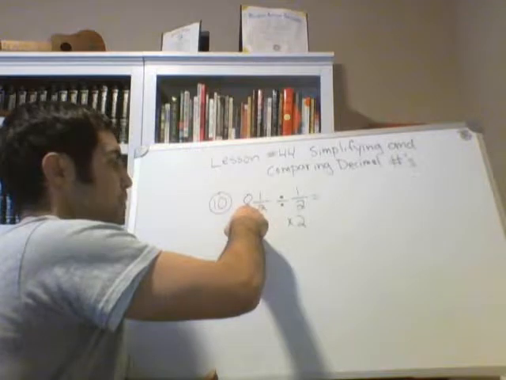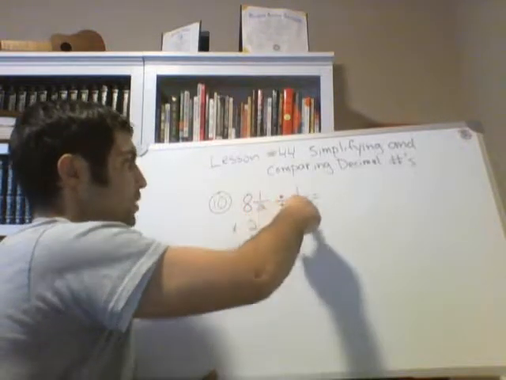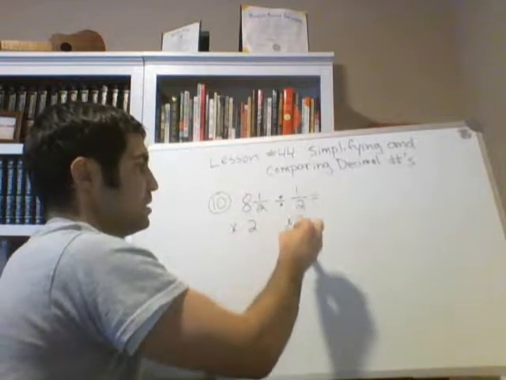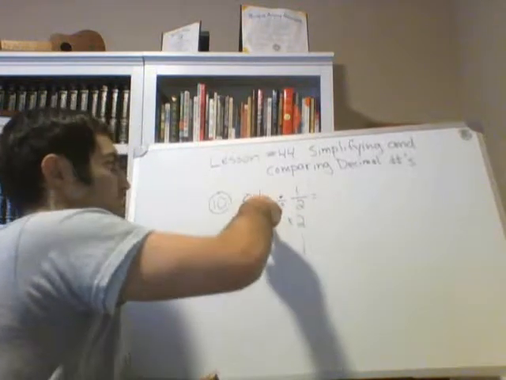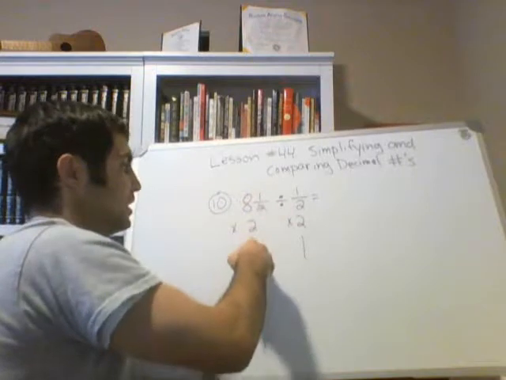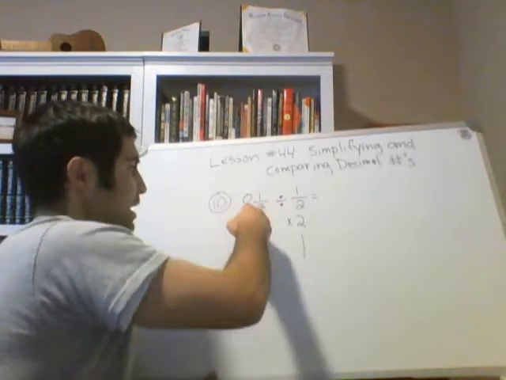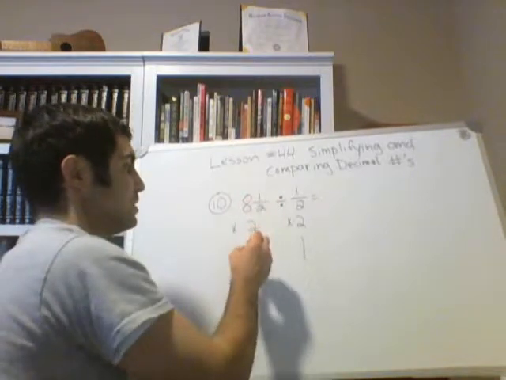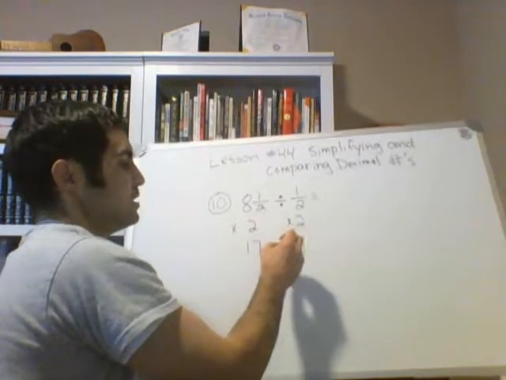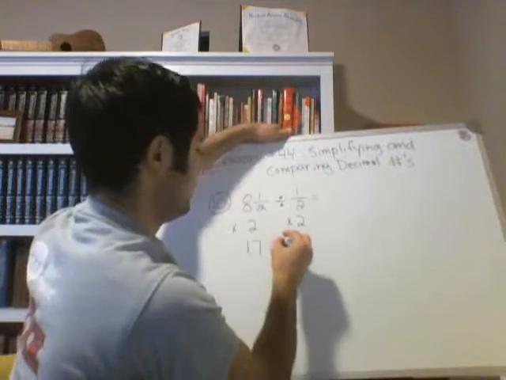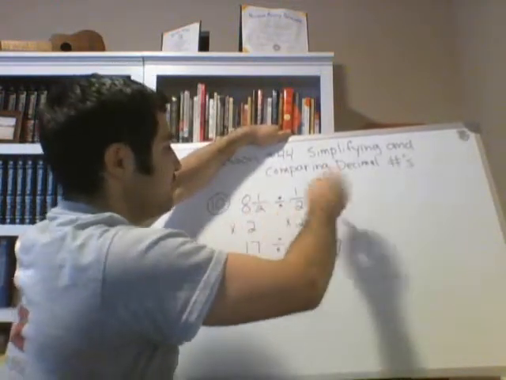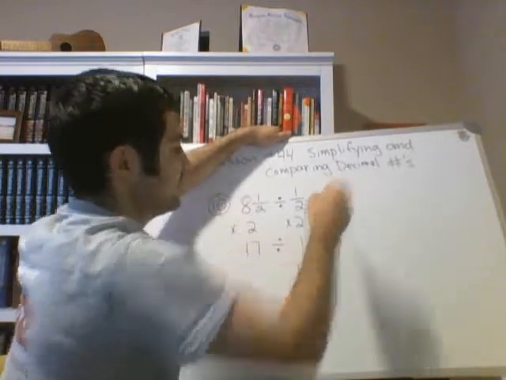Okay? 1/2 times 2 is going to be 1. So 8 1/2 times 2 is going to be 8 times 2 is 16, plus 1 is going to be 17. So this is going to be 17 divided by 1, which will equal 17. 8 1/2 divided by 1/2 is 17.